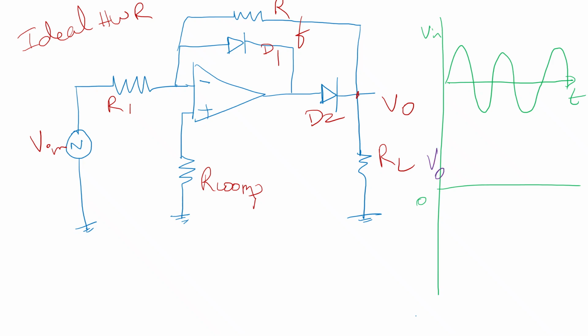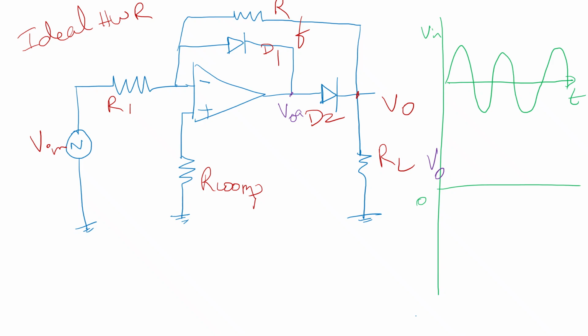This is V0. What happens during the positive cycle of the input? What happens during the negative cycle of the input? When Vin is positive, the output voltage obtained at V0A is negative because the input is fed to the non-inverting terminal and D1 is forward biased. But still D2 is reverse biased and the output is 0.